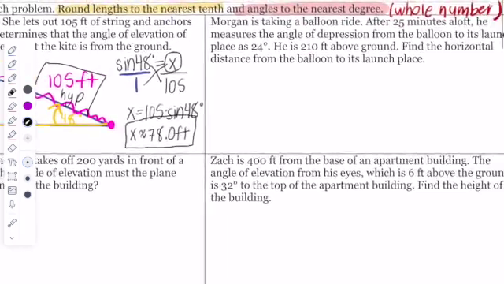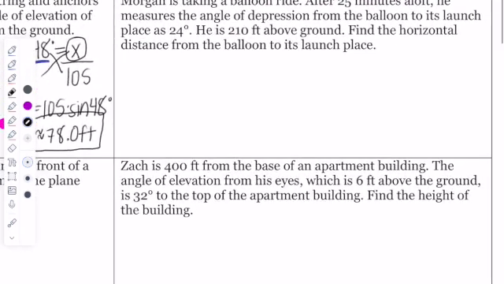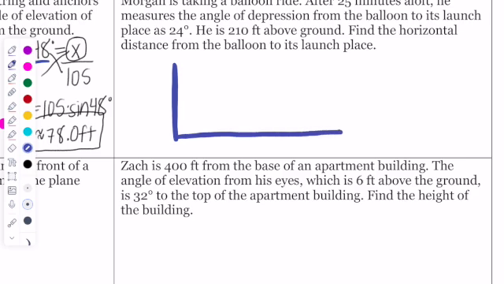That's pretty impressive. All right, so Morgan's not flying a kite. What is Morgan doing? Morgan is taking a balloon ride. So let's go ahead and start with our right triangle. We're always going to create this right triangle. Okay, taking a balloon ride, and after 25 minutes, he measures the angle of depression from the balloon to its launch place as 24 degrees. The first thing I'm going to do is draw a little balloon. I know you're sitting there judging if you're watching this. I'm sorry, I'm not good at this.